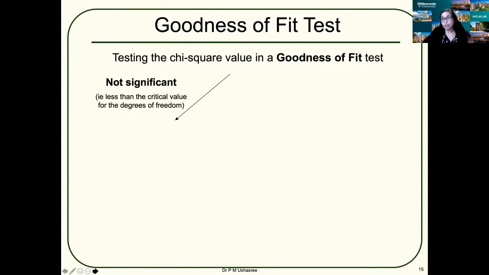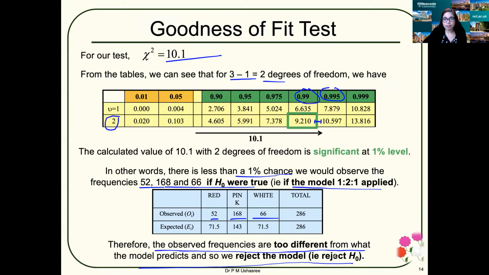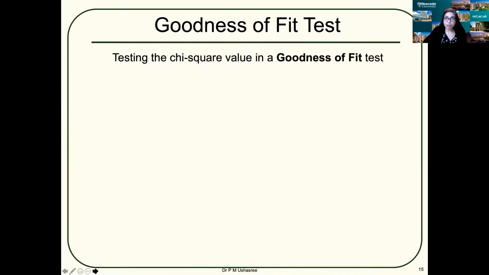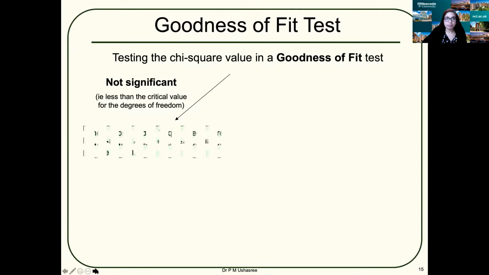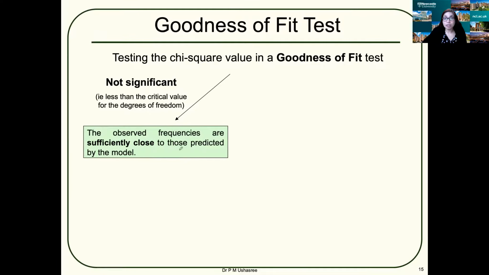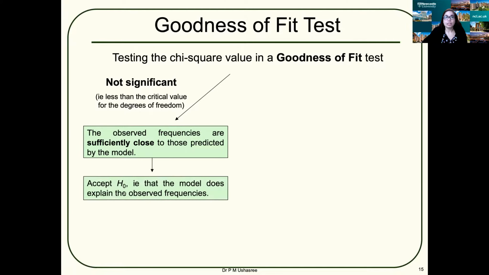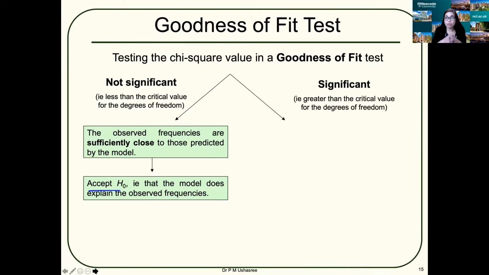So there are two ways to conclude this test. In the previous one, we said that it is significant at the 1% level. So let me conclude it so that you can easily conclude. If the test is not significant, that means the value is less than the critical value for the degrees of freedom. The observed frequencies are sufficiently close to those predicted by the model, and so you accept the null hypothesis, that is, the model does explain the observed frequencies because they are significantly close to each other.